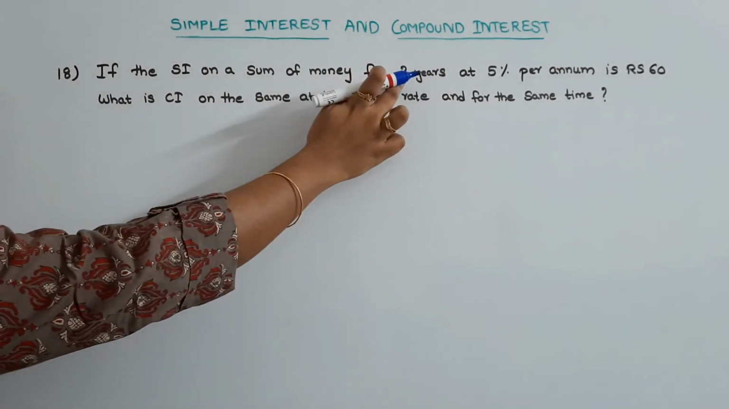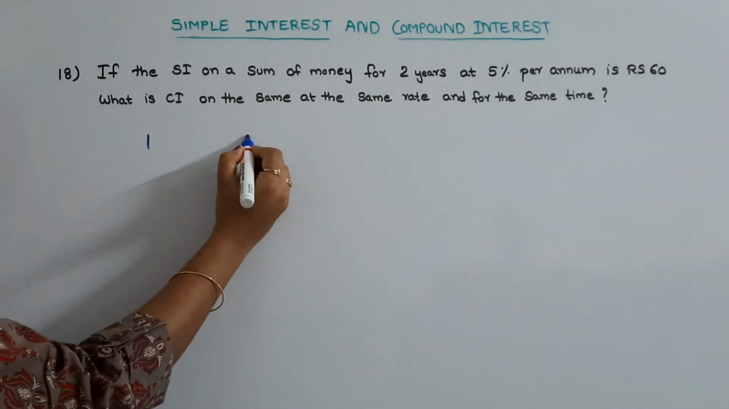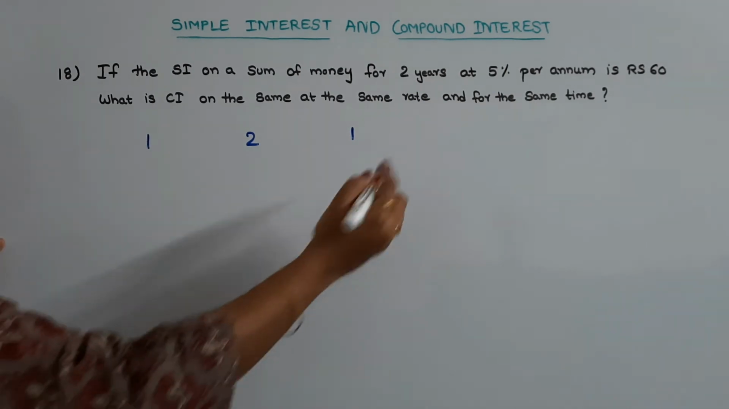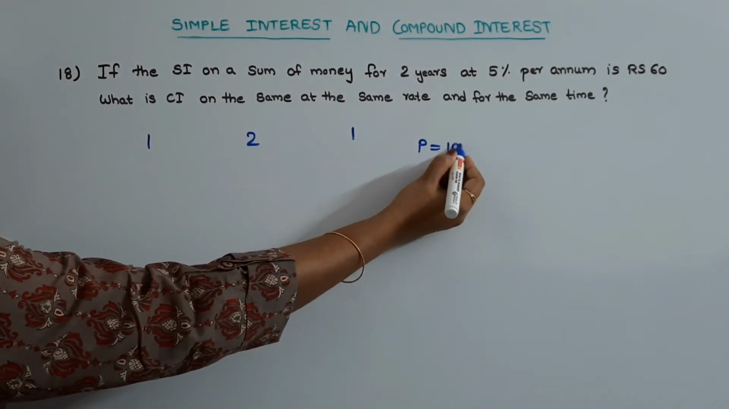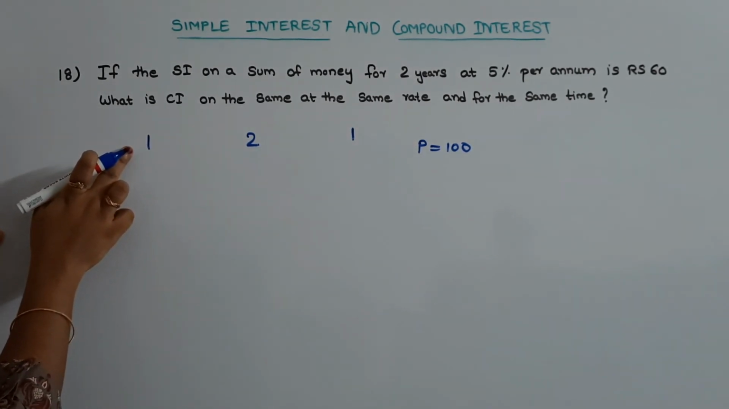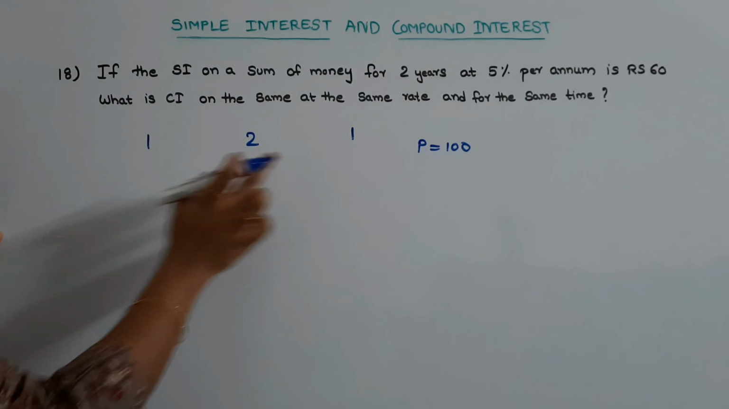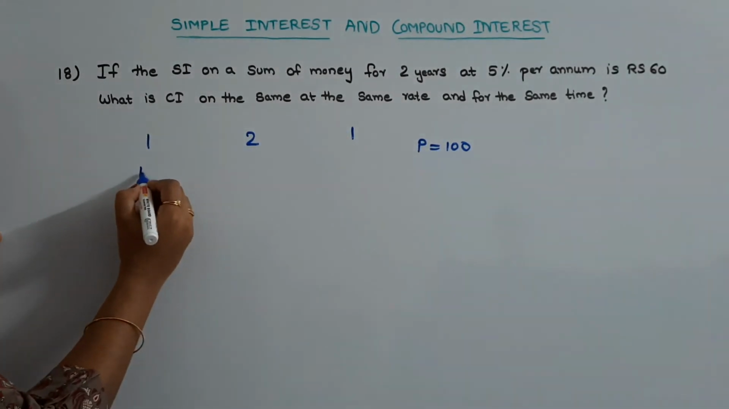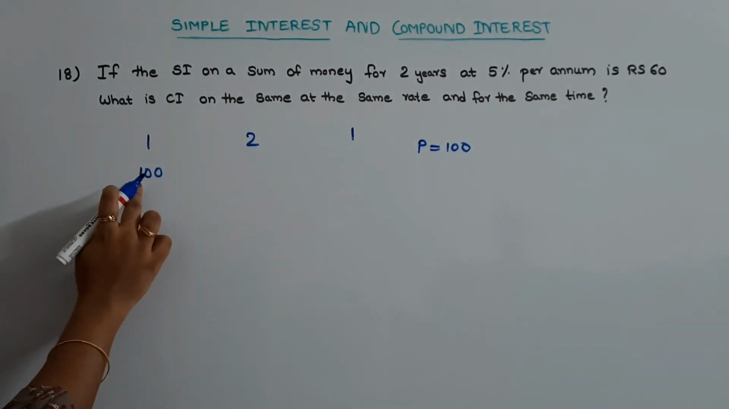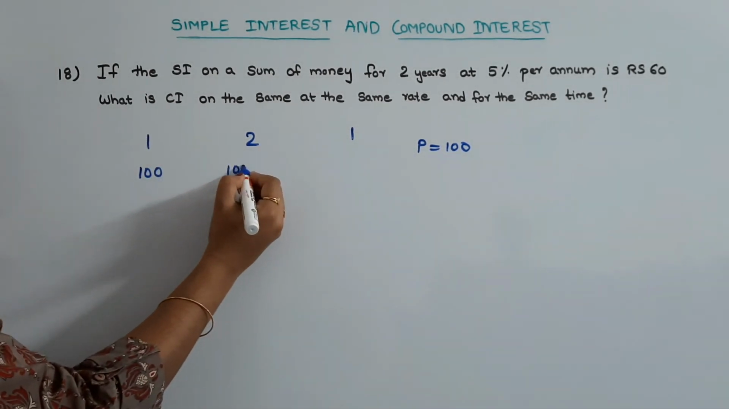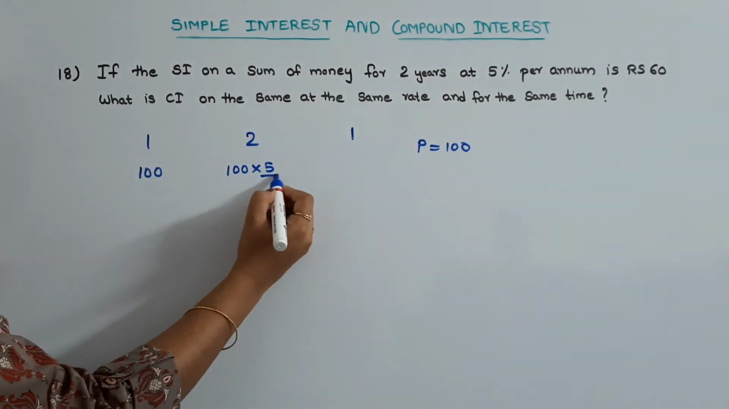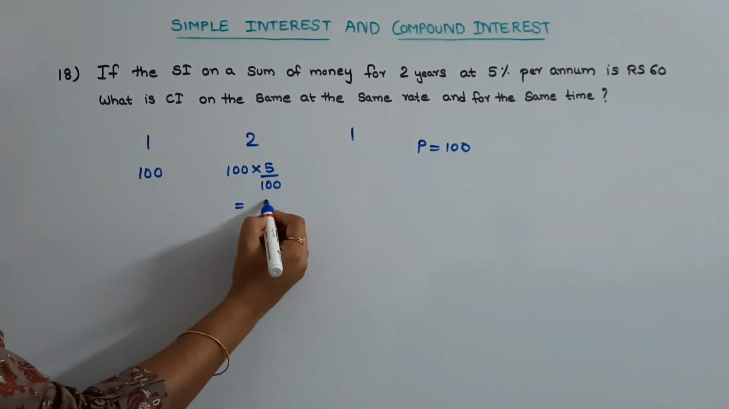Since the time period is 2 years, we will write it as 1, 2, 1. Now here the principal is not given, so we are assuming the principal as 100 for easy calculation. What do we need to write below this? We need to write the principal value, which is now 100. Now what we need to write here? Here it is 100 into r by 100. What is r given? The rate is given as 5. So 100 into 5 by 100 is equal to 5.